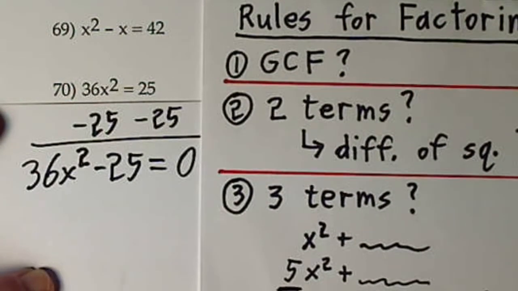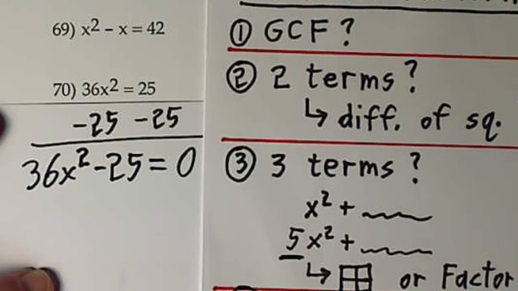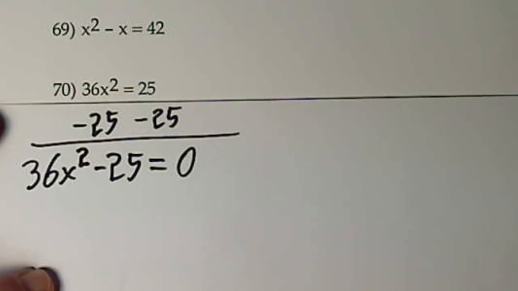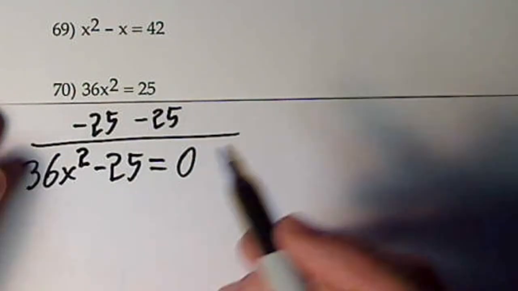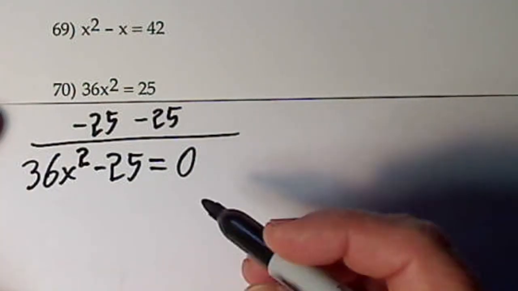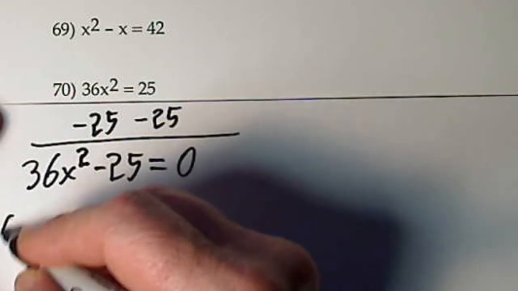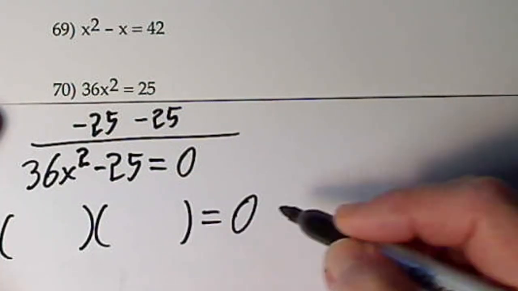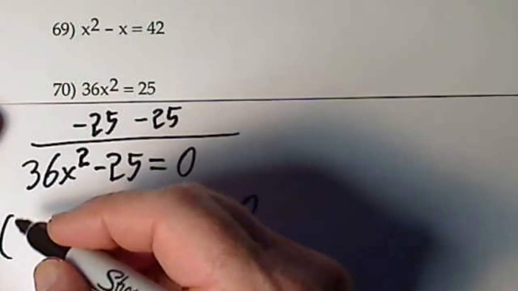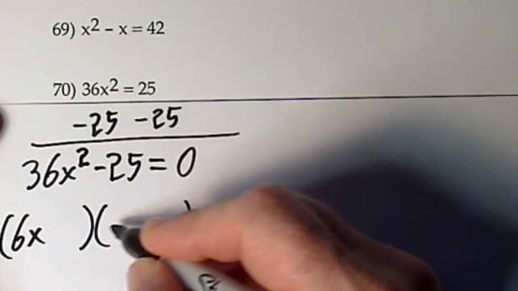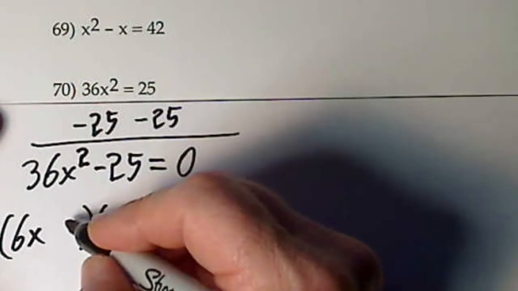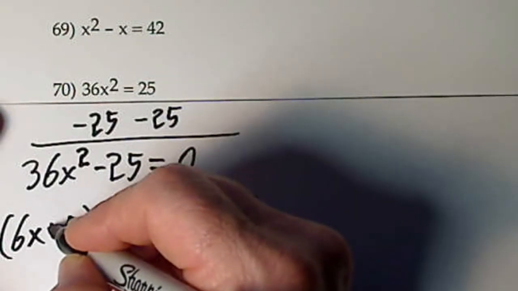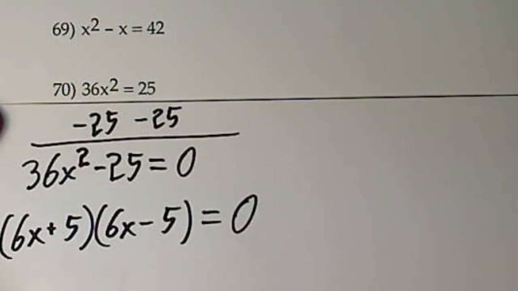And now you proceed down the list. Is there a GCF? No. Do you have 2 terms? Yes. Is it a difference of squares? It's a difference of perfect squares, so you can factor this. Okay? So that would be the square root of 36x squared, 6x. Square root of 25 is 5. And you just have to remember that 1 is positive, 1 is negative.